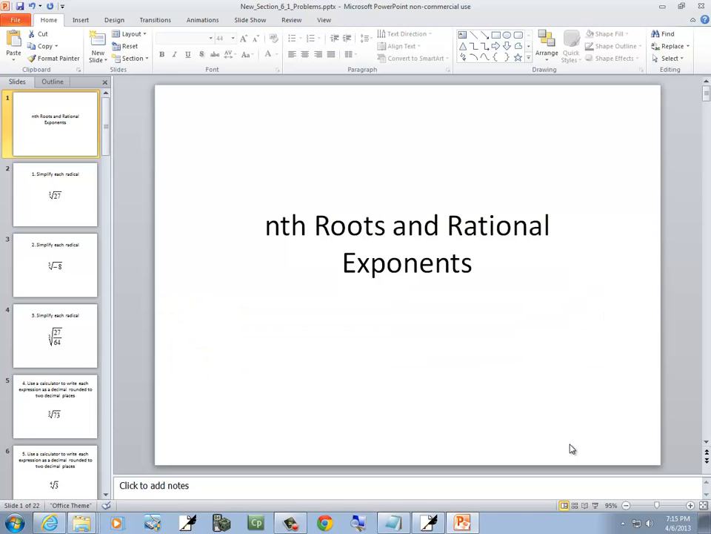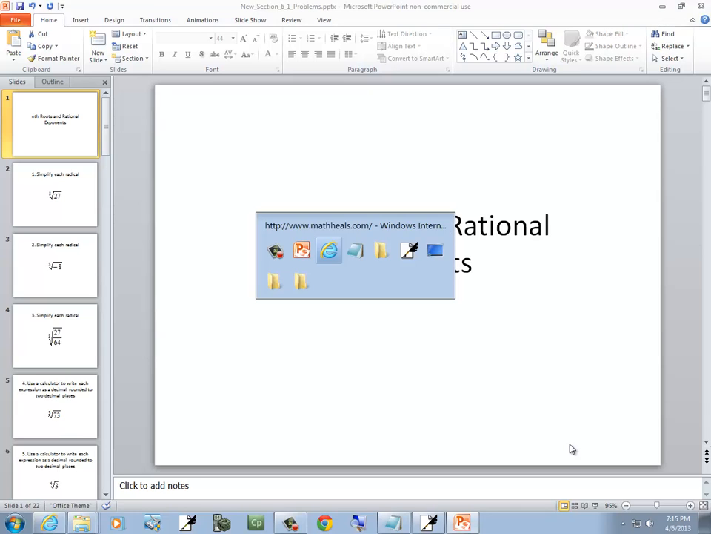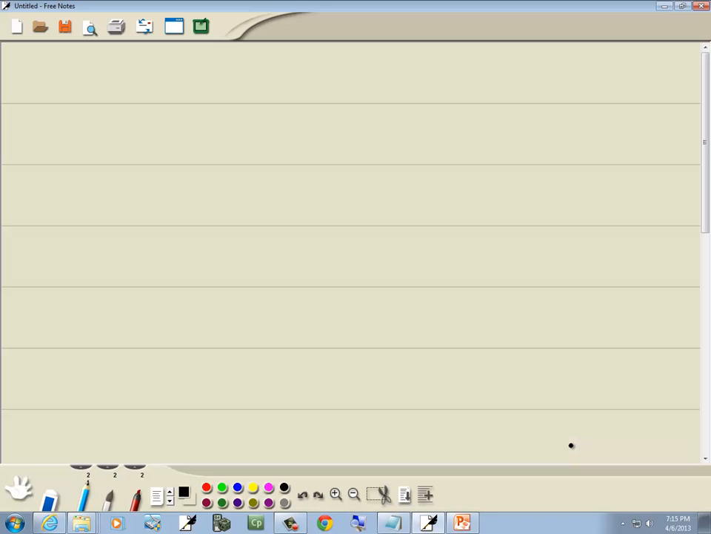Let's take a look at nth roots and rational exponents. Now this is a radical right here. It looks something similar to that, and you've got something underneath. Some of them may look like this, where you have a number in this little slot right here. That's called your index.